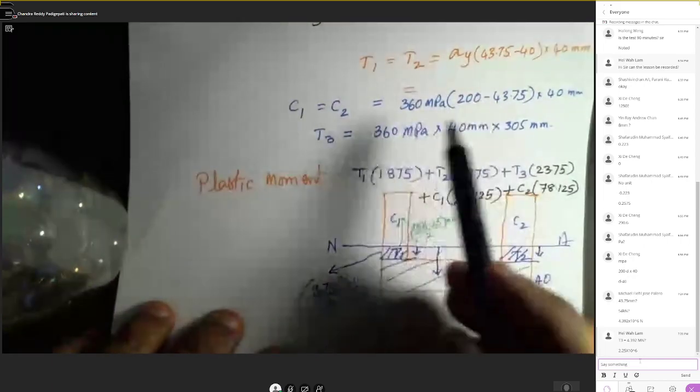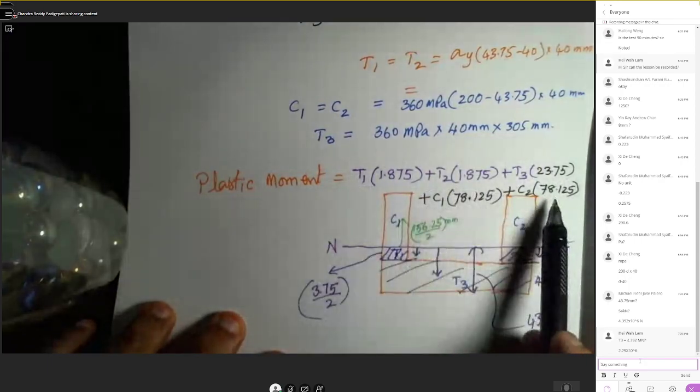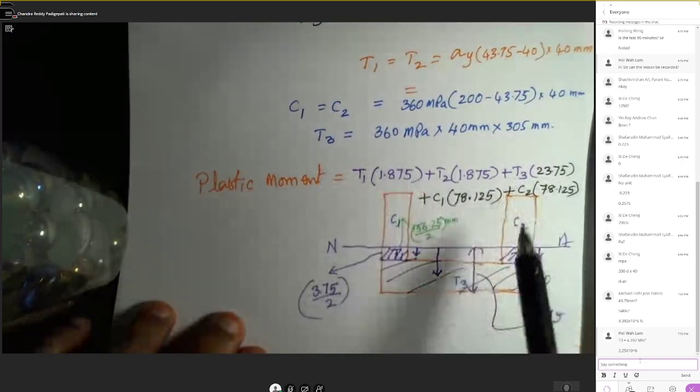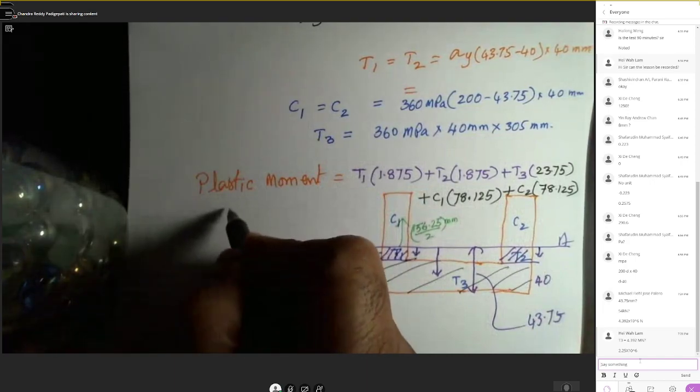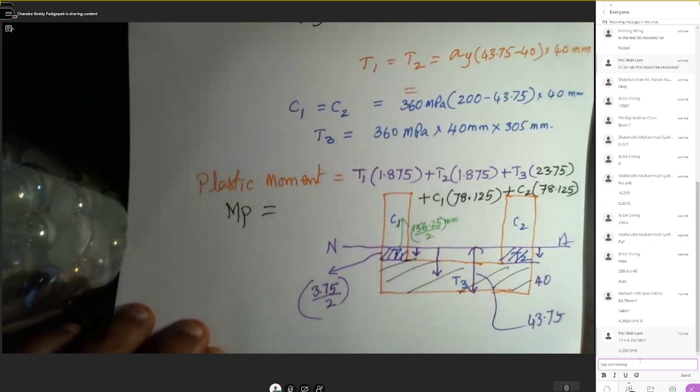So now use the proper units, okay? Then do this multiplication and sum up all the things, that will give you the plastic moment MP. Guys, is that clear? Any questions? Let me know.